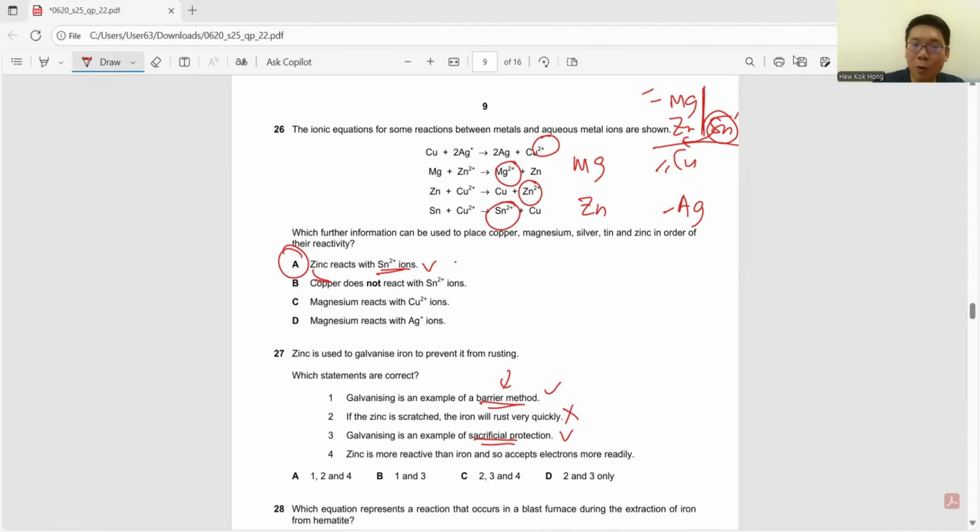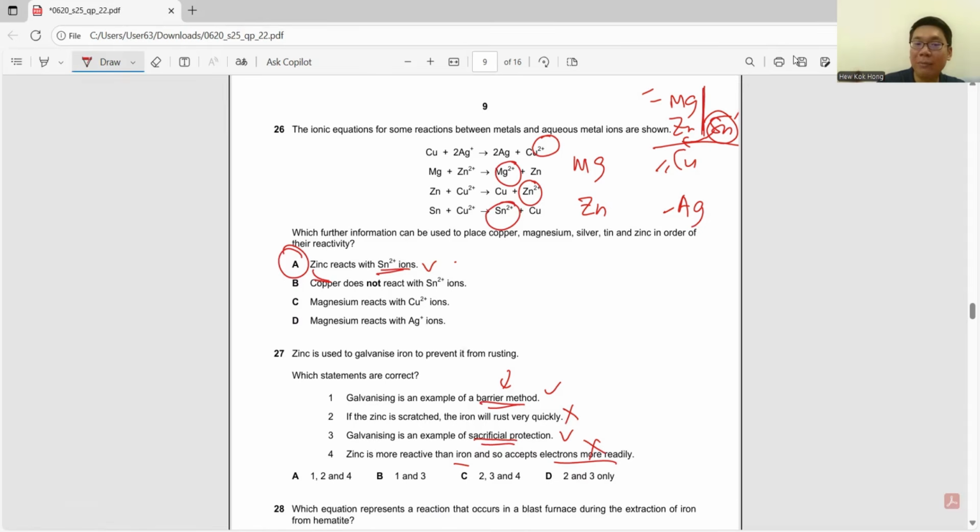Number 4, zinc is more reactive than iron, so it accepts electrons more readily. No, they will lose electrons. If they accept electrons, they become anions. None of the metals will become anions. They always become cations. So number 4 is not correct. So the answer is B.